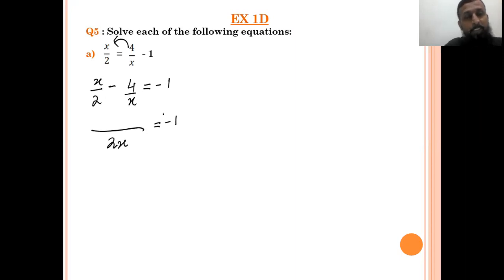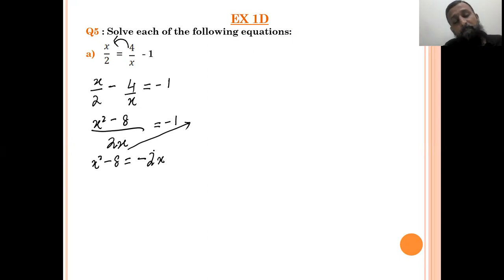So let's simplify this. 2 multiplied by x and x multiplied by x makes x square. X multiplied by 2 and 4 multiplied by 2 makes 8. Cross multiply this denominator on this side. We have x squared minus 8 equals minus 2x. Okay, boys and girls, remember whenever we are solving quadratic equation, we need to have 0 on either side. So we need to bring this negative 2x also on this side. So let's bring it on this side.